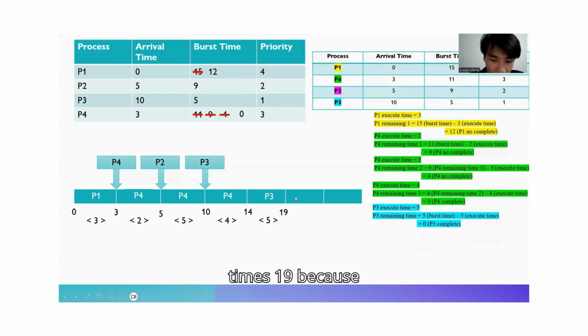The P3 stops at time 19 because the burst time of P3 has already become 0. So the process 3 is already finished. You can see 5 minus 5 equal to 0. Okay, the P3 is finished execution.